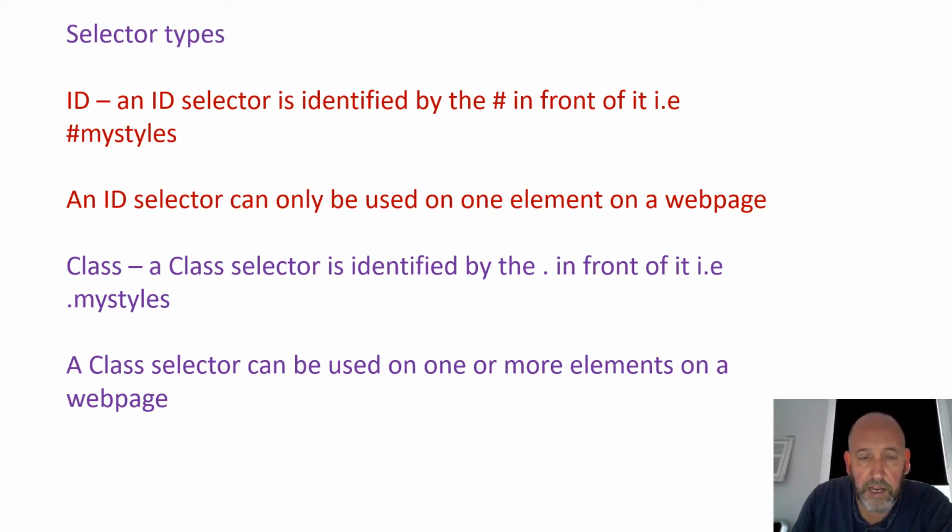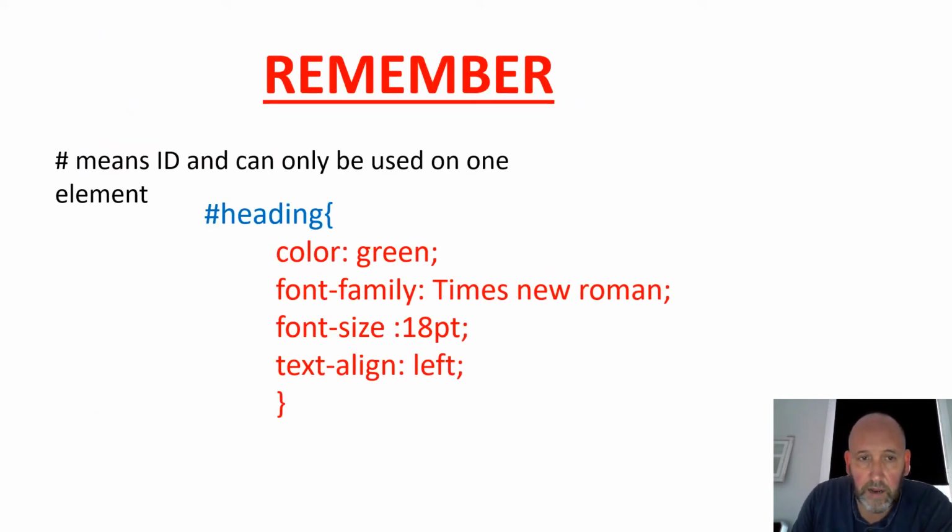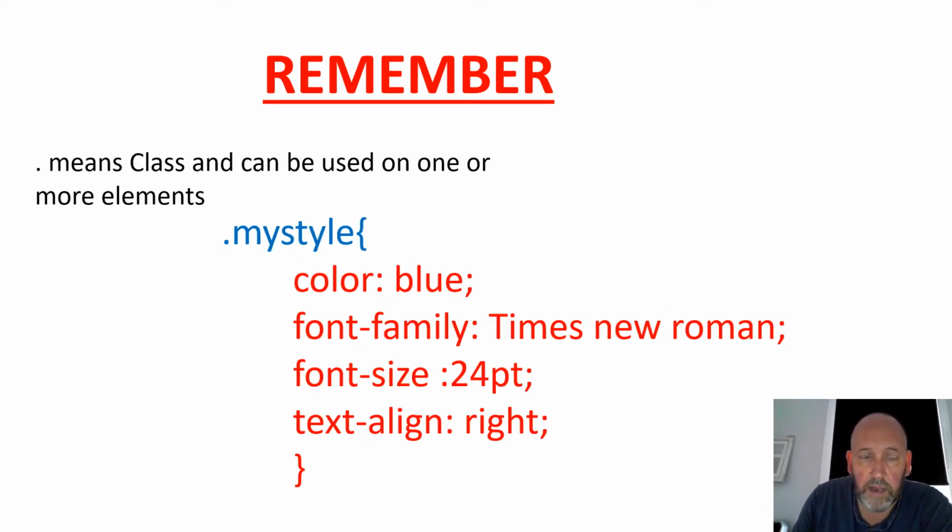A class selector is identified by the full stop, the dot in front of it, i.e. dot or full stop mystyles. A class selector can be used on one or more elements on a web page. Now remember, hashtag means ID and can only be used once. Dot means class and it can be used on one or more elements.